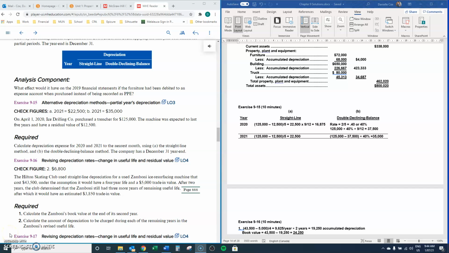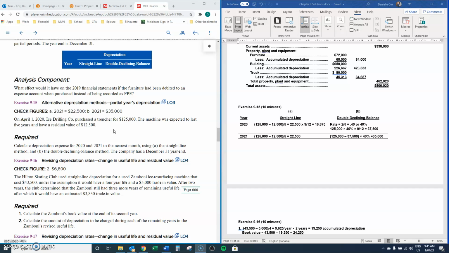Okay, let's take a look at exercise 9-15. On April 1st, 2020, the company purchased a trencher for $125,000. The machine was expected to last 5 years and have a residual value of $12,500.